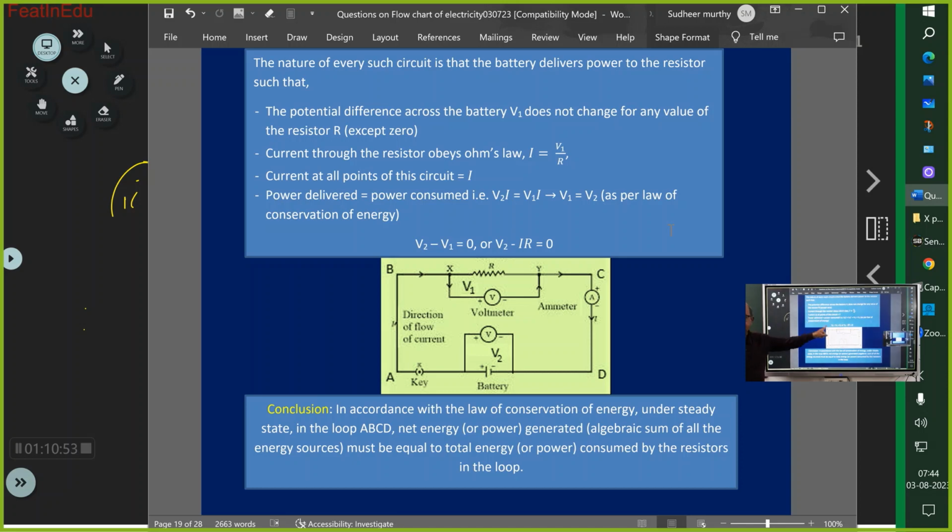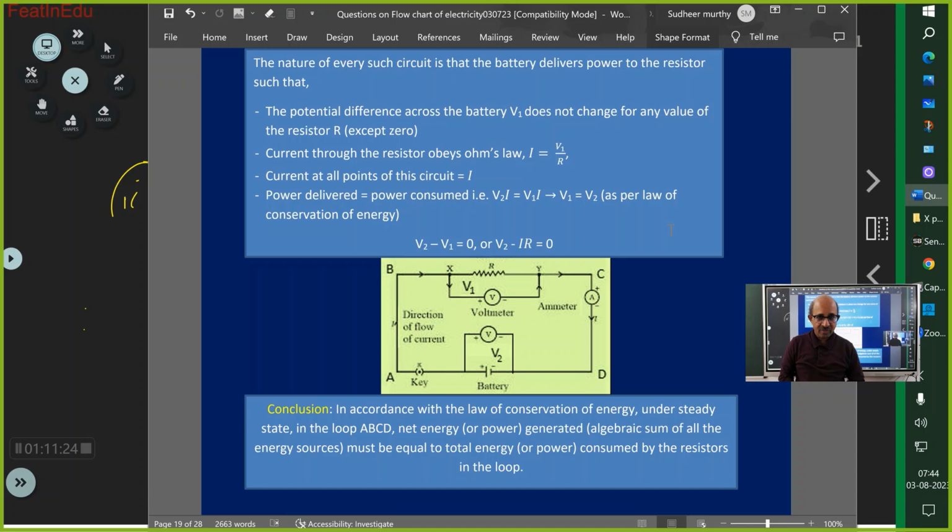Current at all points in the circuit is I. Means what? You keep an ammeter anywhere, it will show the same current. Power delivered is equal to power consumed. V2I is equal to V1I. Yes, sir. And therefore V1 is equal to V2. So both the voltmeters will show the same reading. Got it? Yes, sir. Power delivered is as per the conservation law. Now V1 minus V2 is equal to 0. Got it? Yes, sir. What does it mean?